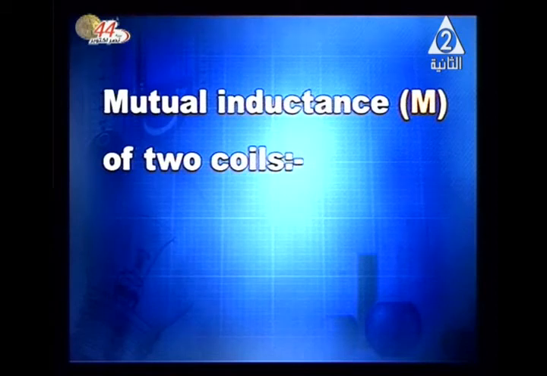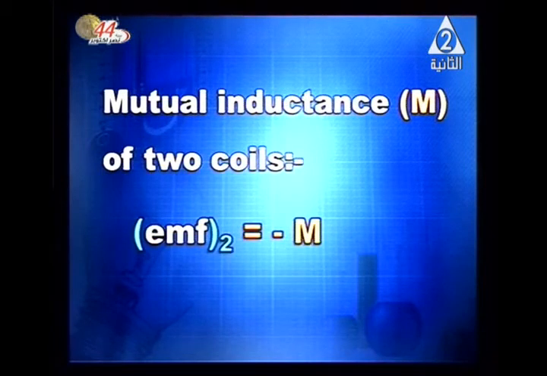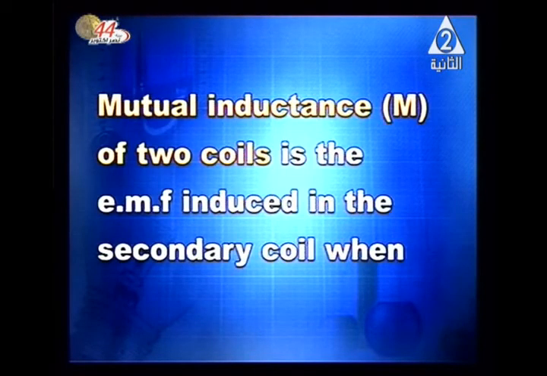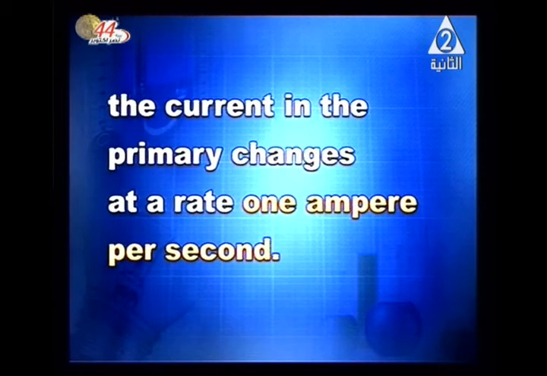And now we want to define mutual inductance or coefficient of mutual induction. EMF equals negative M delta I1 over delta T. So mutual inductance of two coils is the EMF induced in the secondary coil when the current in the primary coil changes at a rate of 1 ampere per second.